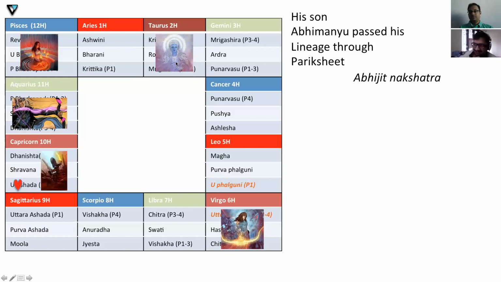Definitely, you can see that clearly here because Krishna is really present in the 9th house from Arjuna. So it's like his lineage, his future, and his child's child will definitely have his guru's protection. Correct, so Krishna's protection.